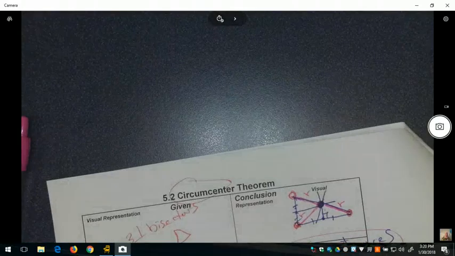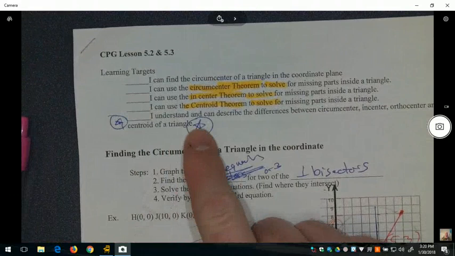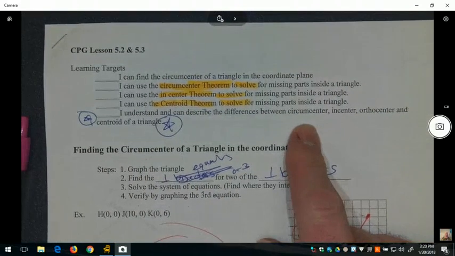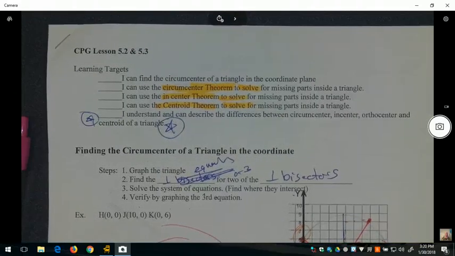This concludes the video notes for 5.2 and 5.3. We will pick up at you being able to describe the differences between circumcenter, incenter, orthocenter, and centroid.